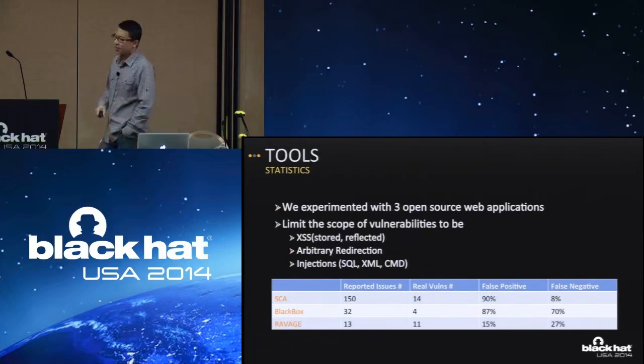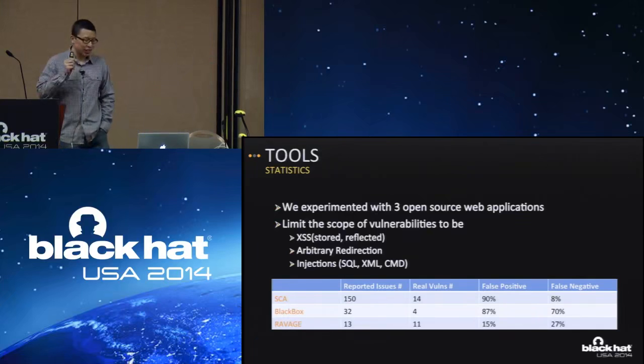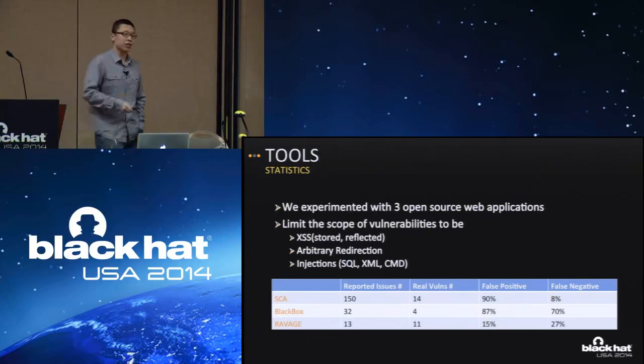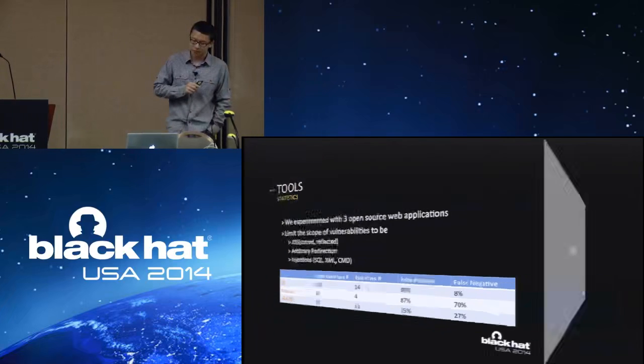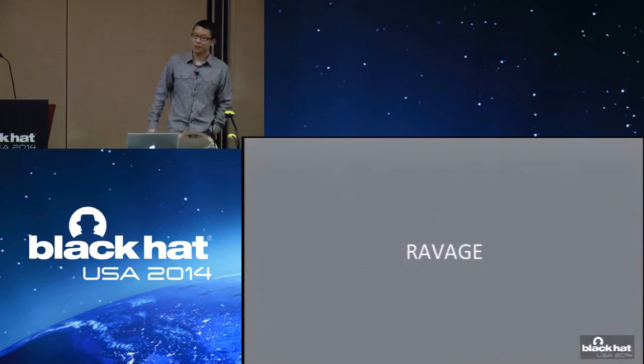So the summary is that RAVAGE can detect vulnerabilities with a really low false positive rate, and can also have a really low false negative rate if you do have good test coverage or a driver to drive it. Okay, now let's talk about what RAVAGE is.